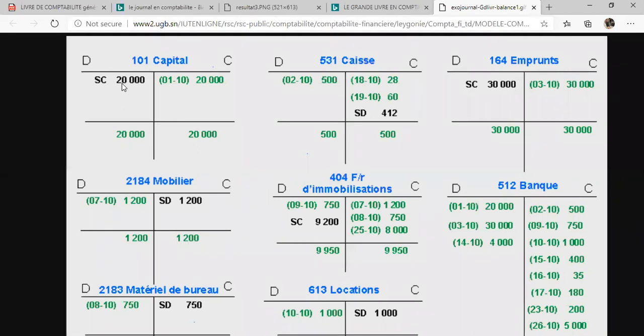These are credited. Then class 5 is subdivided into two. We have 5.1, which is debited in nature, and we have 5.5, which is credited in nature. So now drawing back to the question, which was, what does SC stand for? Solde créditeur. Then SD stands for solde débiteur. So SC solde créditeur, SD solde débiteur.